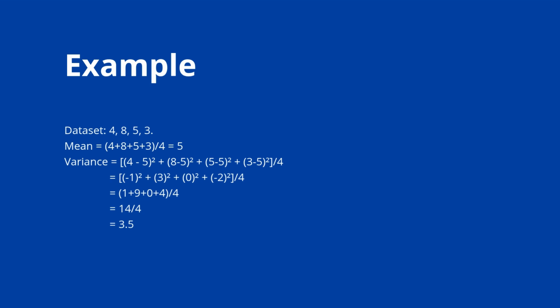After that, we add all these values and divide by 4. So we get 14 divided by 4, and the final variance value is 3.5. So this is how you can calculate variance.